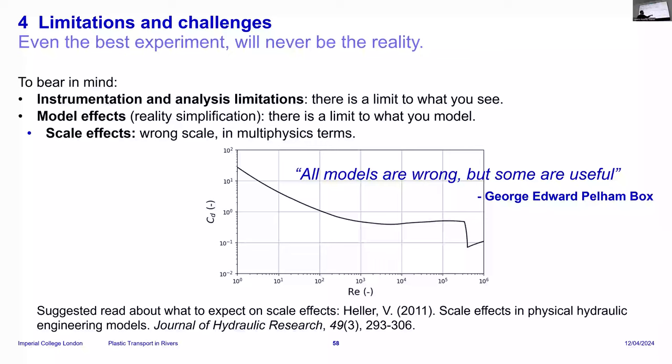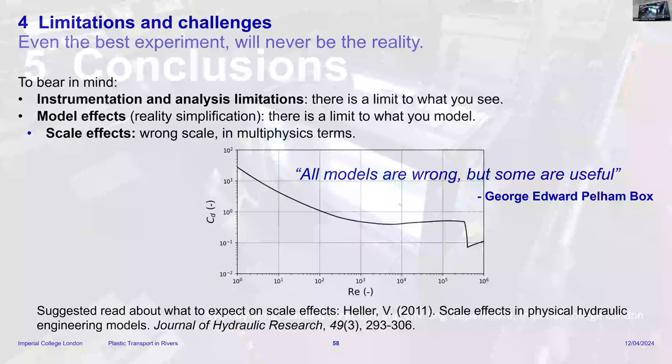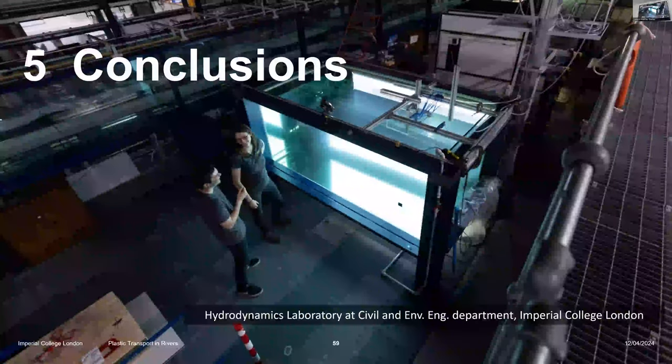If you do your experiments with 10,000 or with 100, then the difference between the drag coefficients is going to be 2, 3, 4, 5 times one the other, right? These are scale effects in simplified terms. If you're interested in that, I cannot but recommend you to read the paper from Valero, which is a classic and a milestone, on scale effects in physical hydraulic engineering models. I think it's even open access. I read it when I started my PhD, and I think everybody who's doing experiments should have it. Good. Let's quickly conclude.